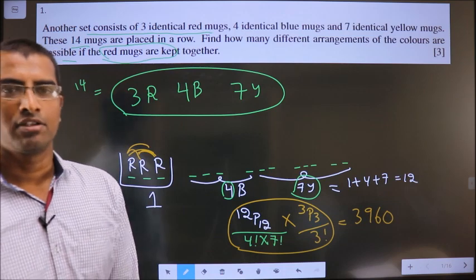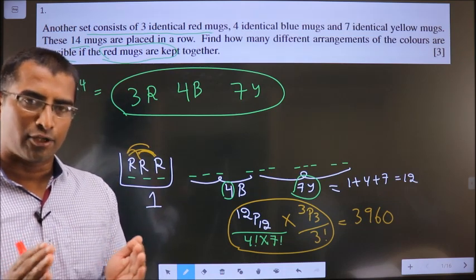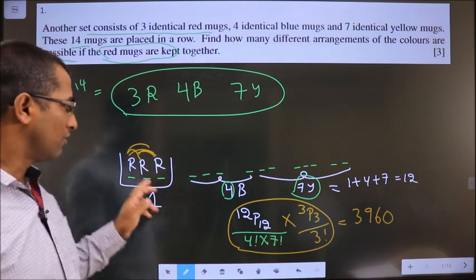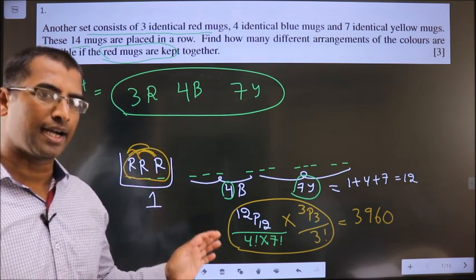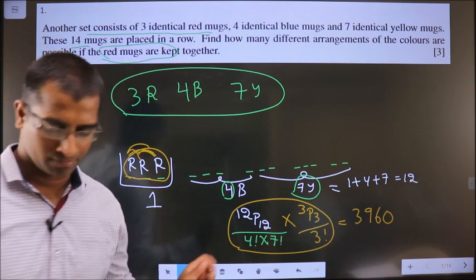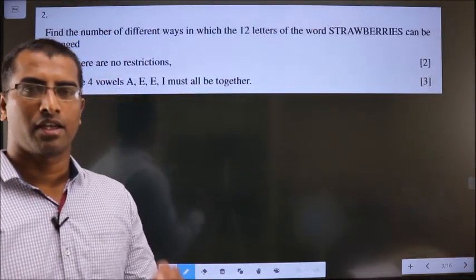So, whenever together is specified, whatever should be together, you will consider them to be one unit and continue solving. Question 2.